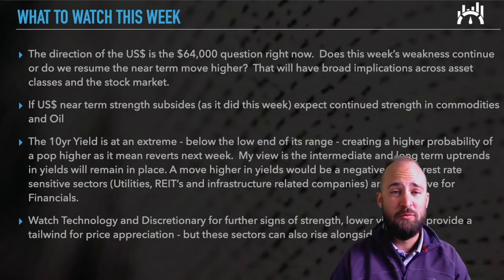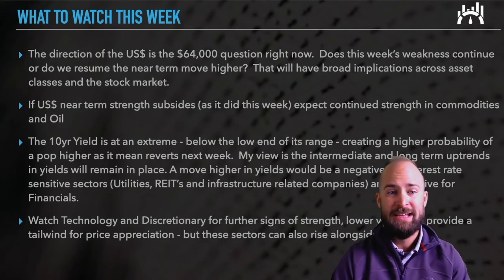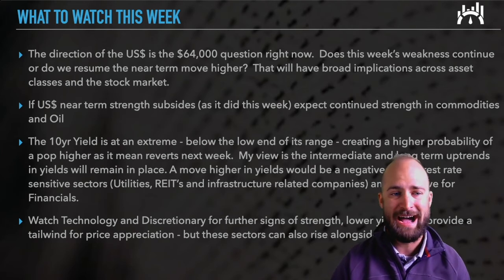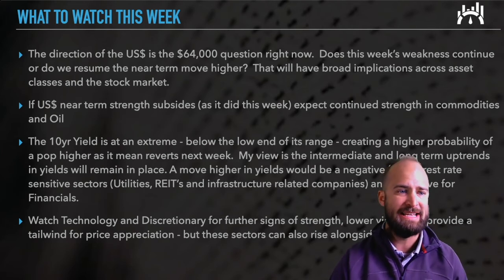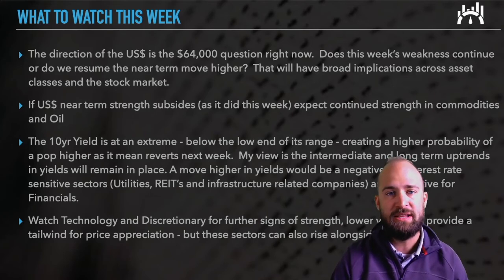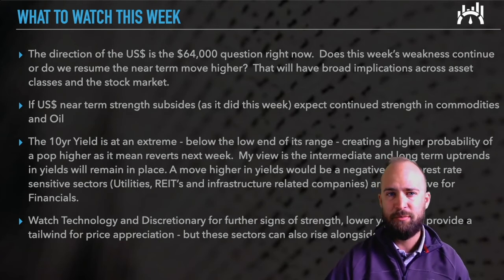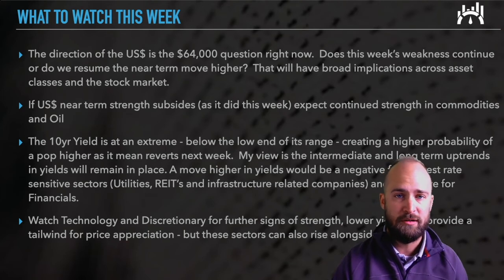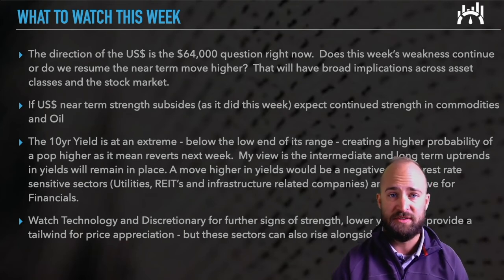So with all of that said, what to watch this week? First up, and kind of the genesis of all of this, is the direction of the US dollar. Does this week's weakness continue, or do we resume the near-term move higher? That will have broad implications across asset classes and the stock market. So if we see this recent strength in the dollar start to flatten out, or if the dollar starts to edge lower, that would be a continued tailwind for commodities, for the price of oil. That's going to have implications about the direction of yields. So definitely keeping an eye on the dollar.